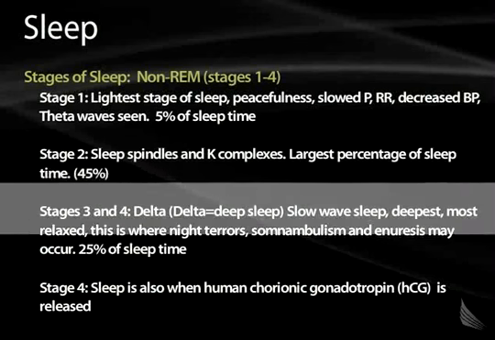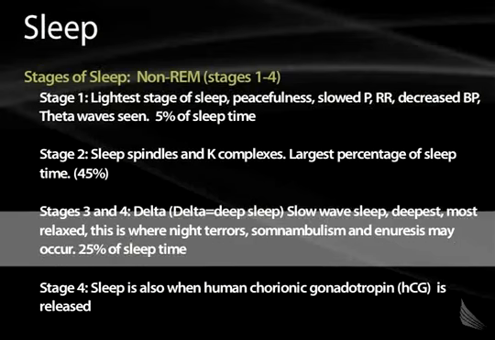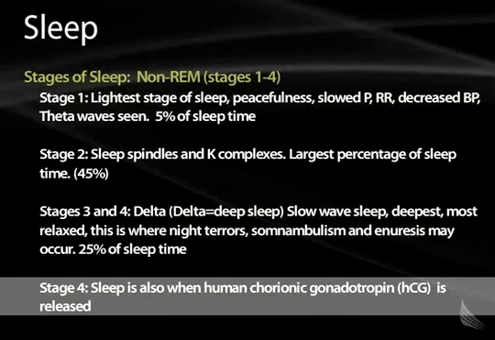Next, you can actually group stage 3 and 4 together. Now, this is considered deep sleep. And in deep sleep, you have delta waves. So both of those are D's, deep and delta. And this is slow wave sleep. It's very deep. You're very relaxed. And this is frequently where a majority of your parasomnias occur, such as night terrors, somnambulism, which is sleepwalking, and enuresis. And stage 3 and 4 constitute about 25% of your sleep time. Now, stage 4 is where the human chorionic gonadotropin, or the HCG, is also released.